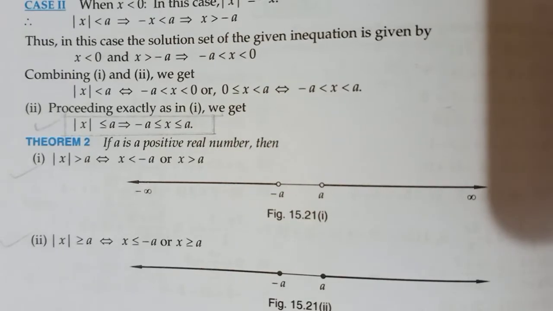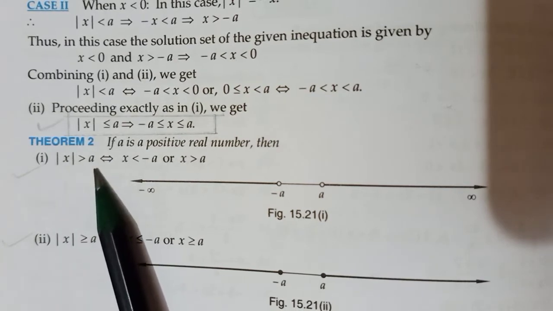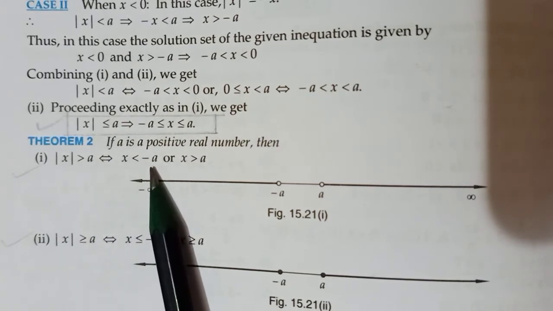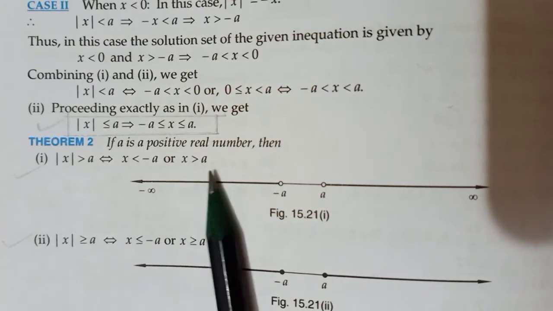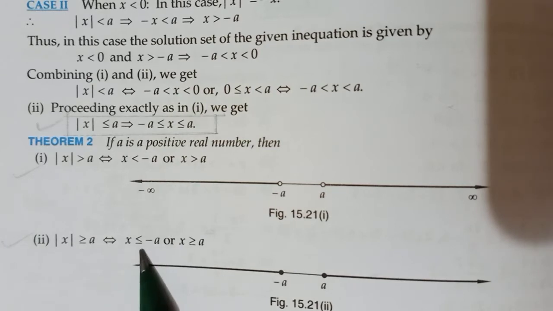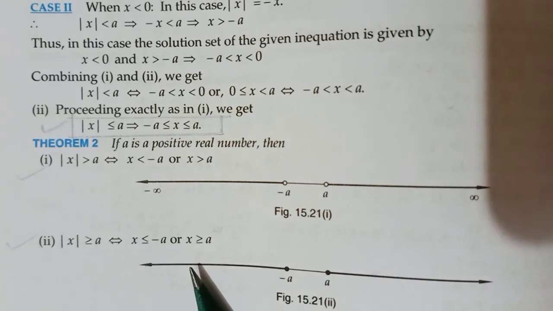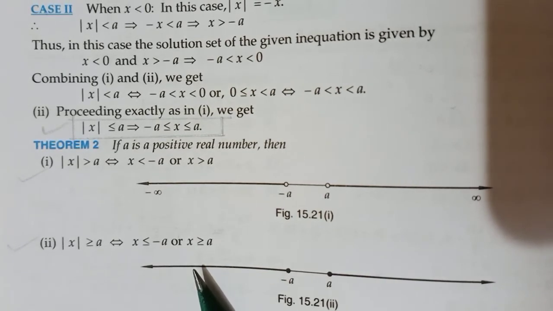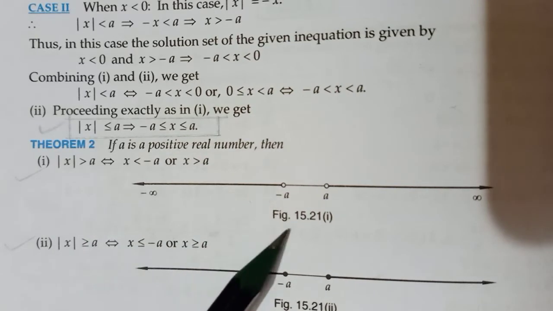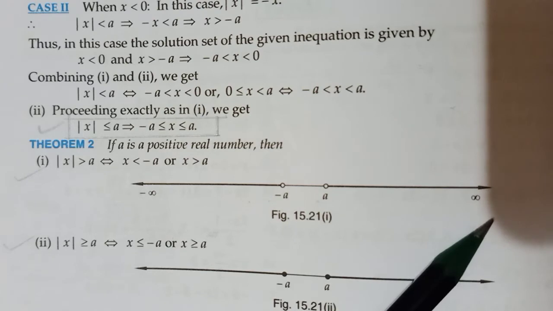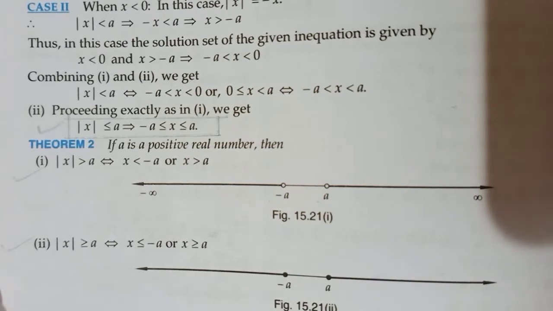Now if this time the sign was greater than, if modulus of x is greater than a, then the solution will be either smaller than the negative value or greater than the positive value. If we have to write this in interval form, and obviously if the equal to sign is there, then you know that you have to take the closed bracket. So if you have to write it as an interval, it will be written as minus infinity comma minus a union a comma infinity. So these are the two results that you need to actually know and learn properly.